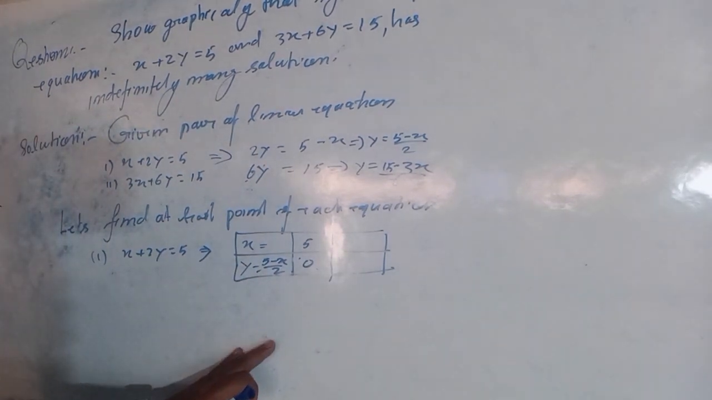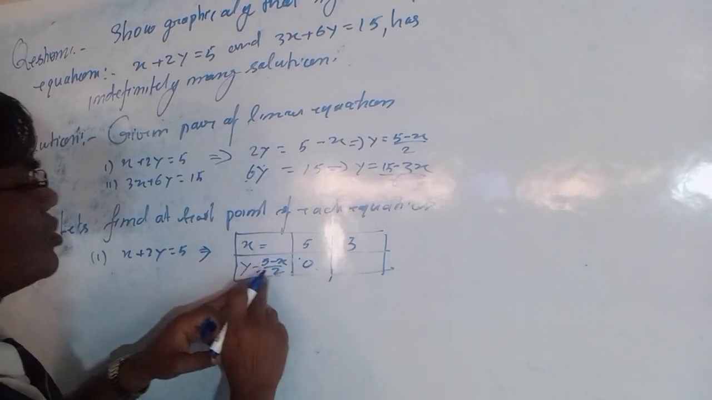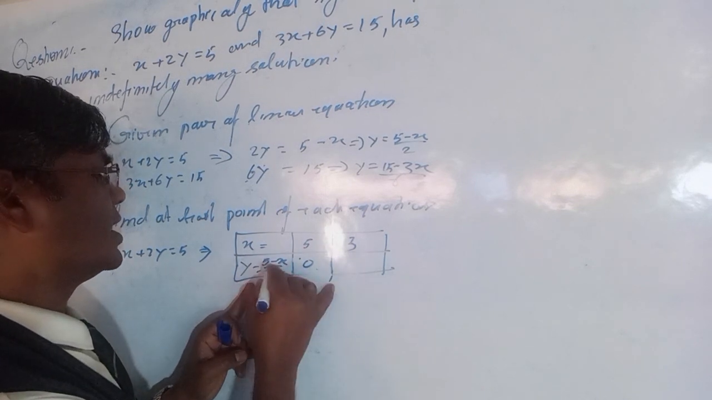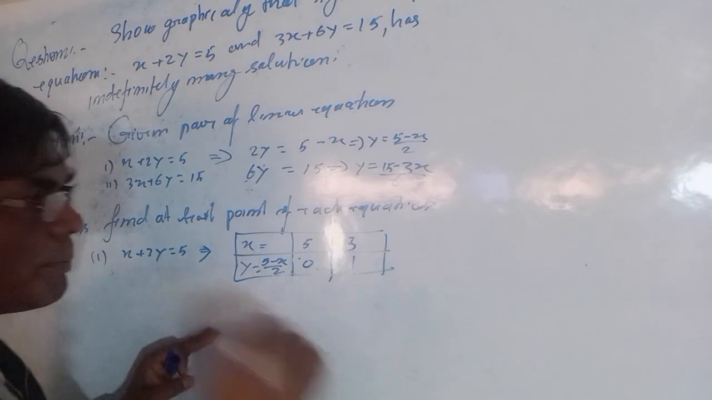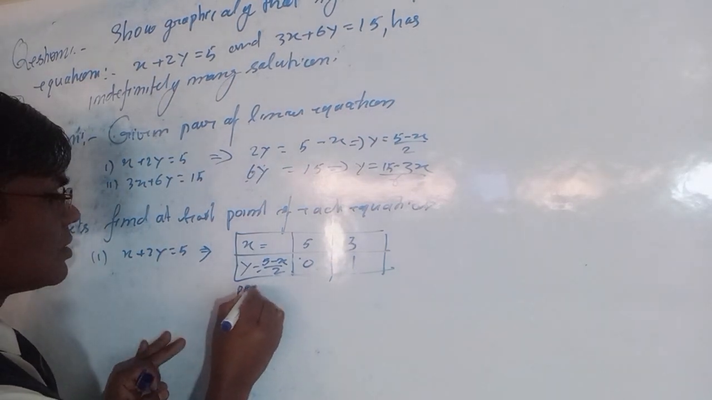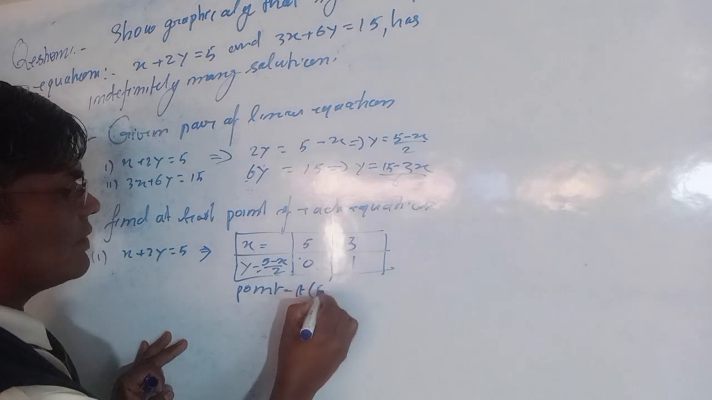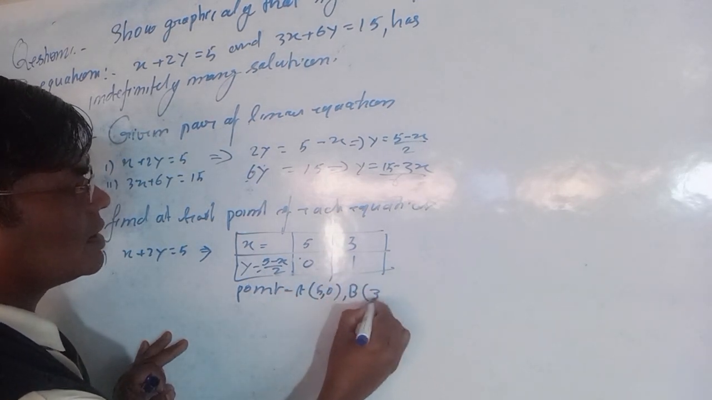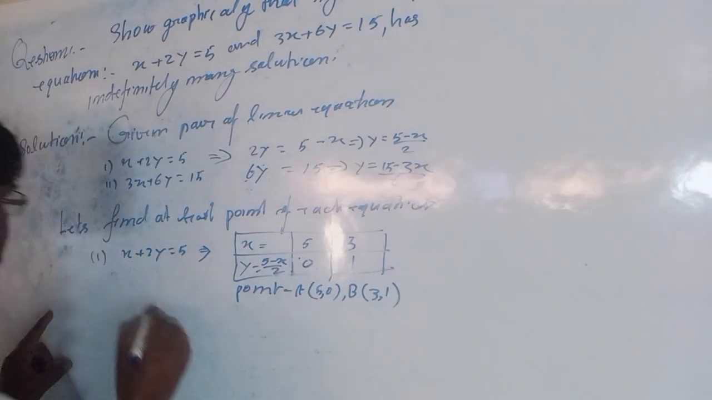Okay, for the next value, suppose we take x as 3. Substitute this value in y is equal to 5 minus x by 2. So we will get 2 by 2 is equal to 1. Got it? So make the points. The first point will be A (5, 0) and the second point will be B (3, 1). Got it? Now we will take the second equation.